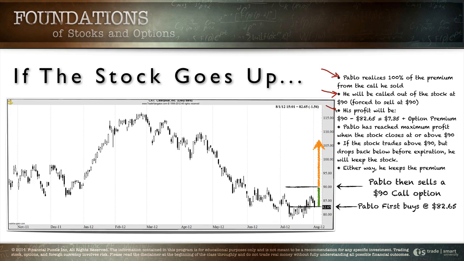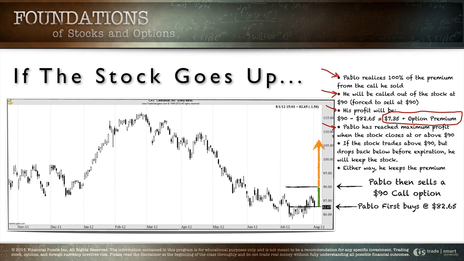His profit will be $90 minus his entry price of $82.65 plus his option premium. This should be in your notes. So in this example, Pablo would have a profit of $7.35 plus his option premium. If Caterpillar reaches $90, Pablo has reached the maximum profit that he can get.